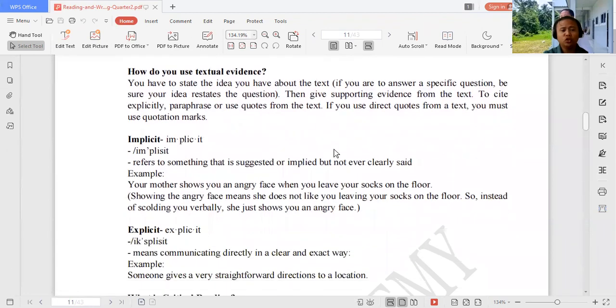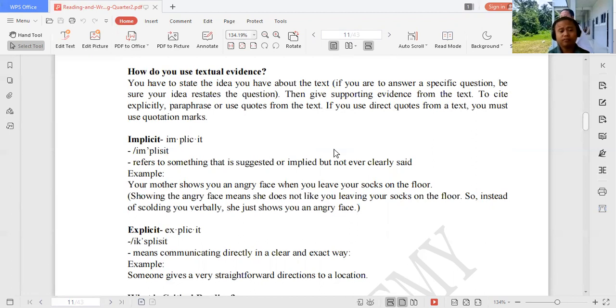Example, your mother shows you an angry face when you leave your socks on the floor. Showing the angry face means she doesn't like you leaving your socks on the floor. So instead of scolding you verbally, she just shows you an angry face. The same is when I like a lady, and I give flowers, I give chocolates, I show kindness. These things imply that I like her so much. Okay, so that is implicit.